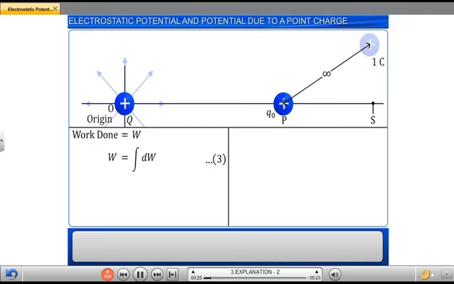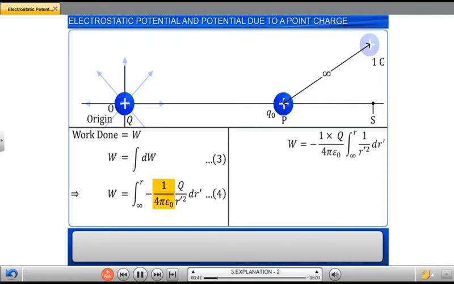Substituting the value of dW, we get W is equal to minus integral 1 by 4 pi epsilon naught q by r dash square into dr dash, in the limits ranging from infinity to r. Let this be equation 4.